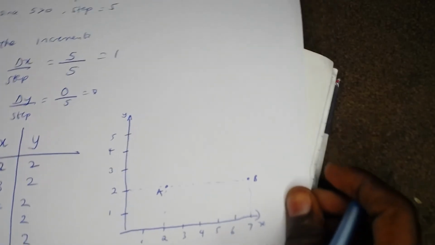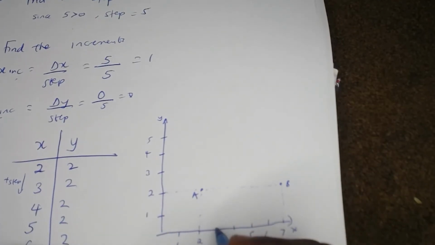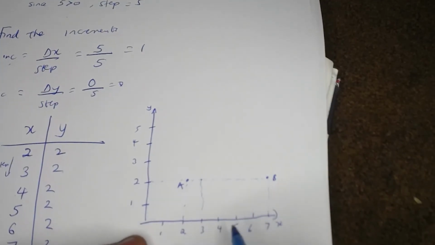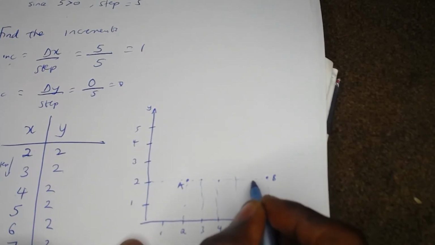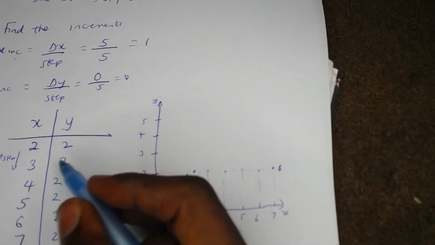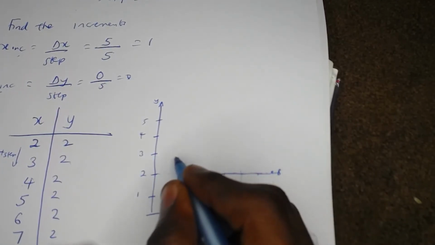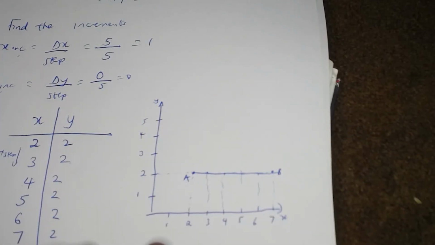This is point B. So to draw the line, the next point is going to be when x is 3, y is 2. When x is 4, y is 2. When x is 5, y is 2. These are the other points that I'm going to draw a line through. So since there's no y increment, it's going to be a straight line. This is a successful way of using the DDA method to draw a line between 2 points.